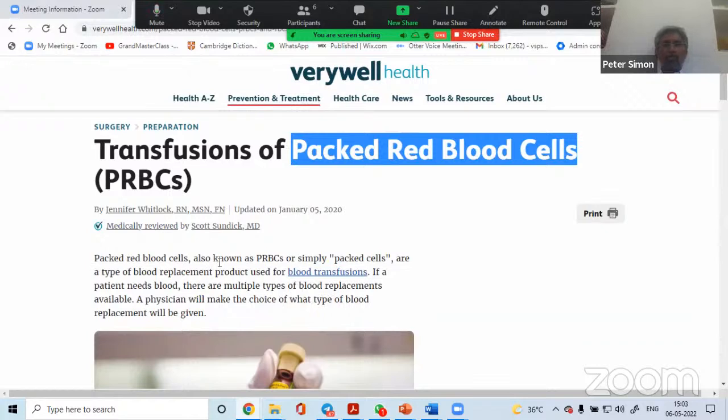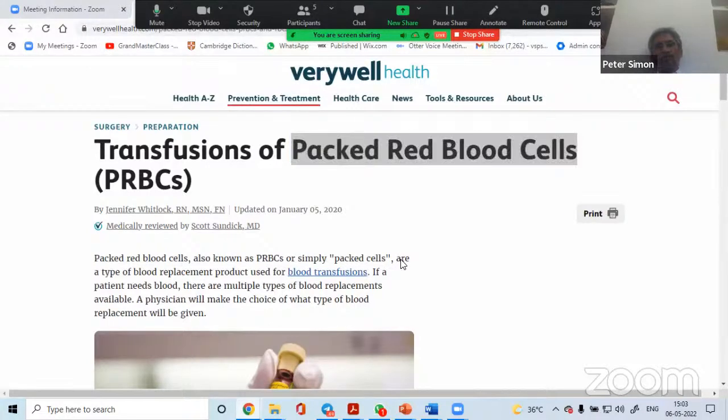Packed red blood cells, also known as PRBCs, or simply packed cells. When you write cells, you have to write R, not is. Many people write is. 3 units. R. Remember that.